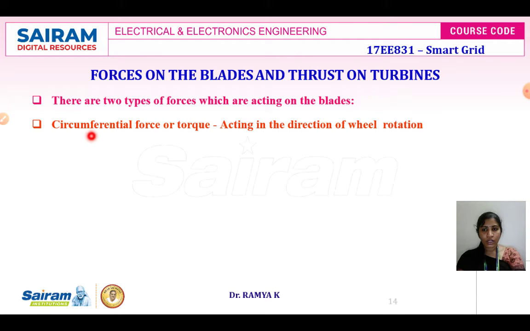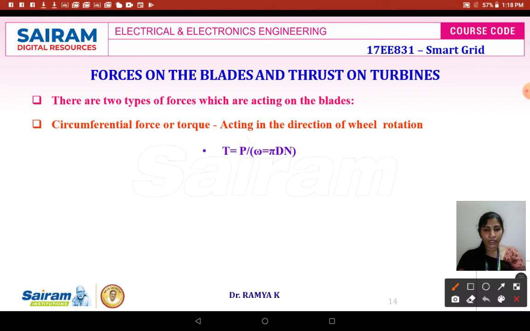That force or torque is known as circumferential force or circumferential torque, where the torque is given as P divided by omega. Omega is nothing but 2 pi N divided by 60. We know that power P is equal to 2 pi NT divided by 60.